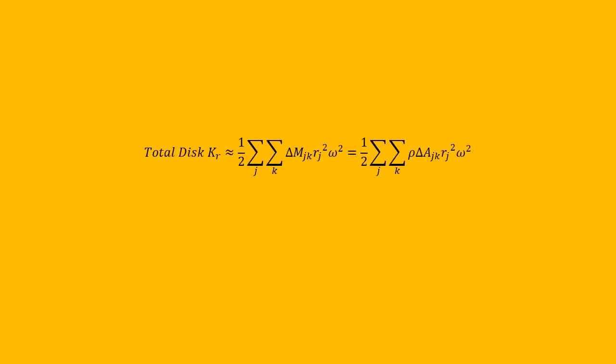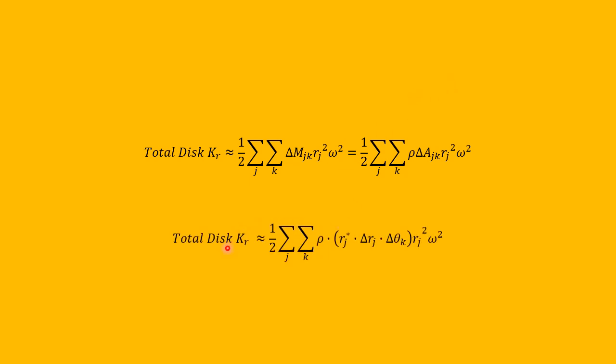So if we add up the kinetic energies from all the little pieces of that disk, we're going to get that the kinetic energy of rotation is approximately 1/2 the sum over j and k, the mass of the jkth subelement of the disk, times r sub j squared times omega squared. But remember that delta m sub jk can be written as rho times delta A sub jk. So plugging that in, this stuff equals this stuff.